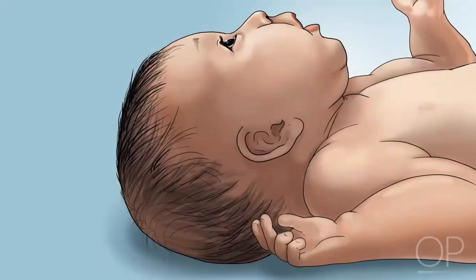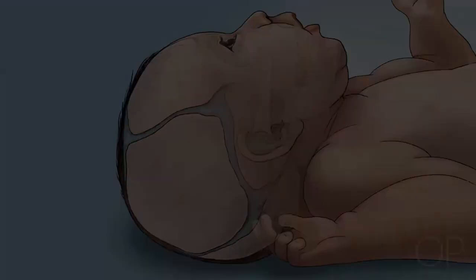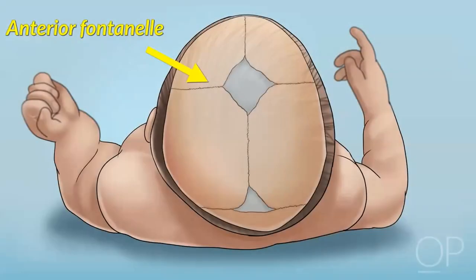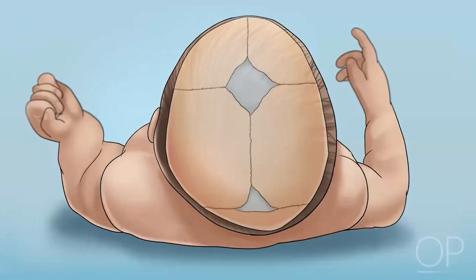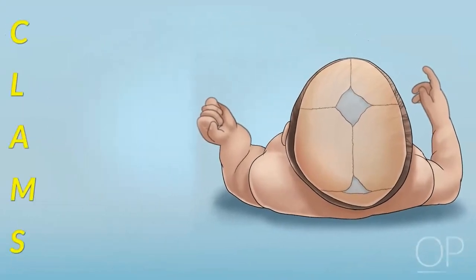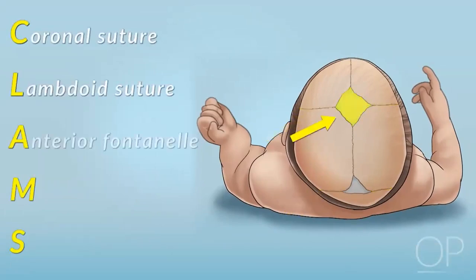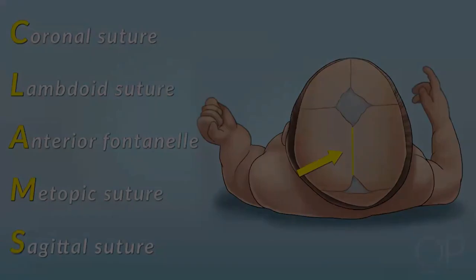Next, what is the shape of your patient's head? A newborn skull is made up of several bony plates that meet along flexible cranial sutures. In the center, they form a soft spot known as the anterior fontanelle. There is also a smaller fontanelle in the back, the posterior fontanelle. The first letters of the cranial sutures and fontanelle spell out the word CLAMS. C is for coronal suture, L is for lambdoid suture, A is for anterior fontanelle, M is for metopic suture, S is for sagittal suture.